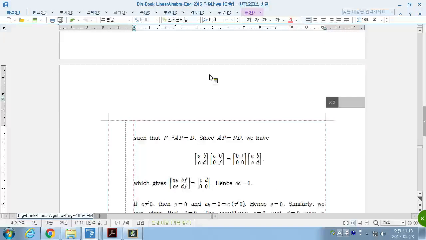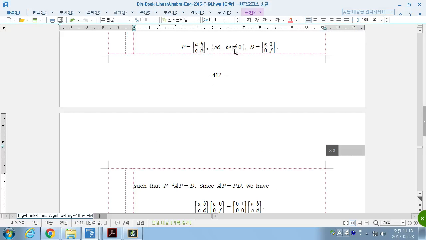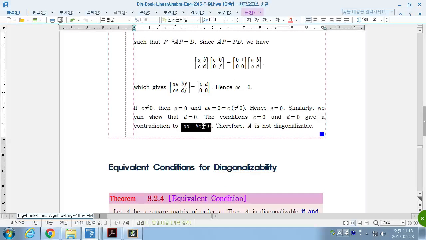But we assumed P is an invertible matrix. So we assumed this is not 0. But in any case, AD minus BC should be 0. It yields a contradiction. So there is no such invertible matrix P that diagonalizes matrix A. So A cannot be a diagonalizable matrix.